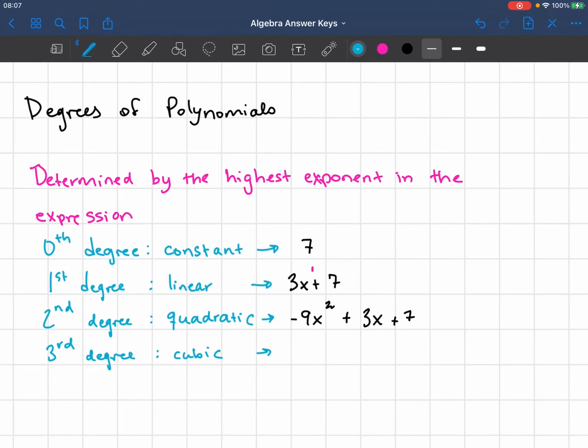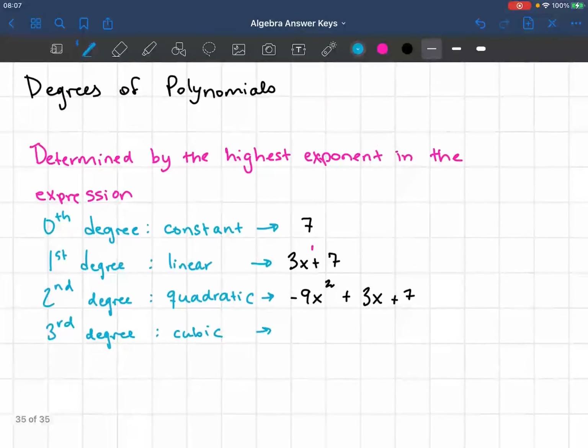With 3rd degree polynomials, we go back to making sense because the name for it is cubic, and cubic means 3.